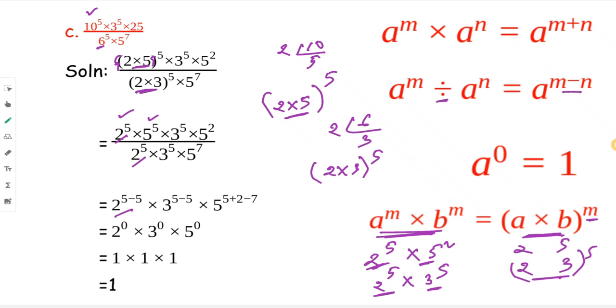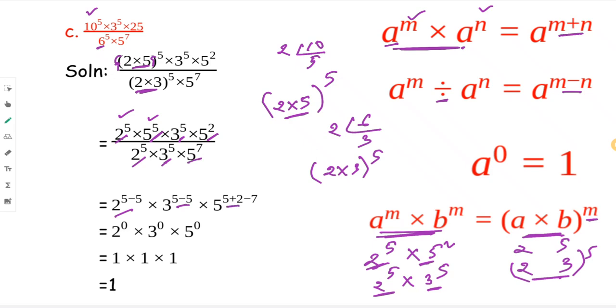Now let's do 3 also. 3 to the power 5 divided by 3 to the power 5. Same base, different powers, so I can subtract their powers. Now the last, have a look here, 5 to the power 5 multiplied by 5 to the power 2. So you can see same thing, right? Same base, different powers. That means I have to add the power. So you can see here 5 plus 2.